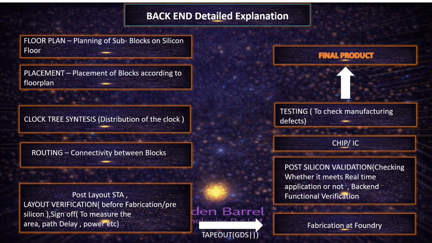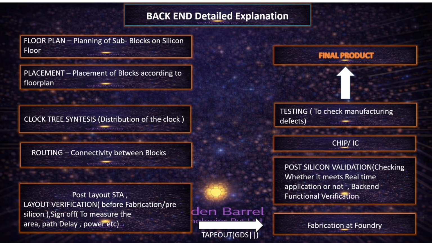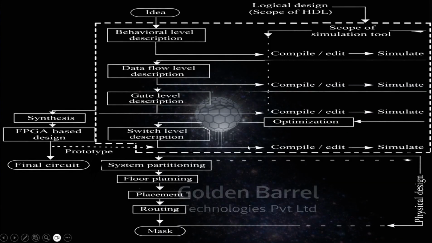Why do we call it the backend? It's happening at the end. Why do we call it the front end? Because it is at the starting, the front of the VLSI design flow or IC manufacturing flow. We can see another diagram from a standard book.